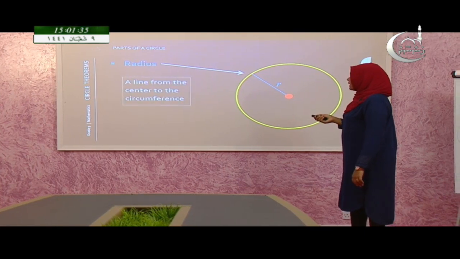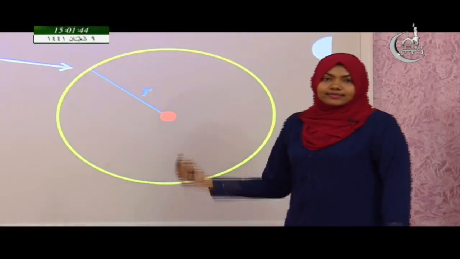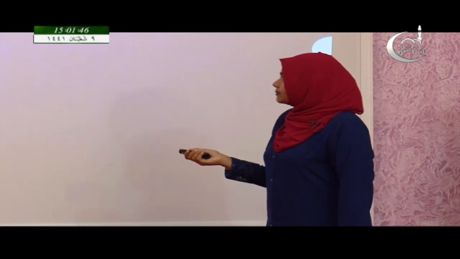Radius: a line from the center to the circumference. It will always go from the center to the circumference, as shown in the diagram.